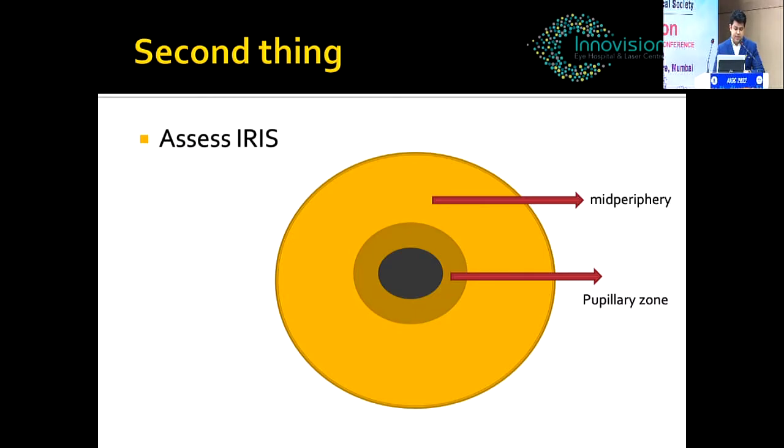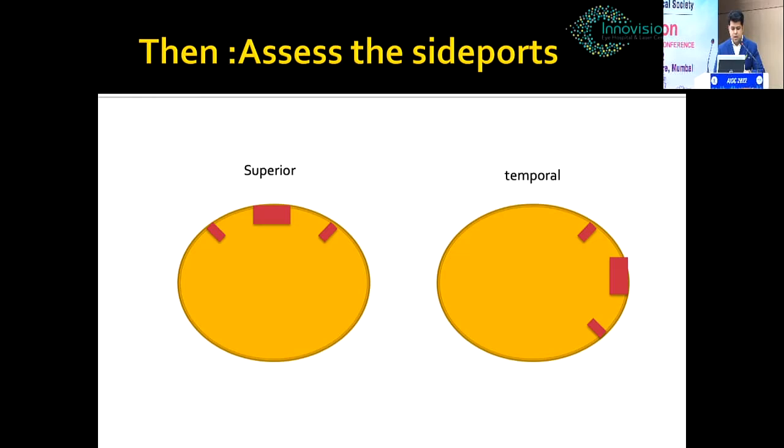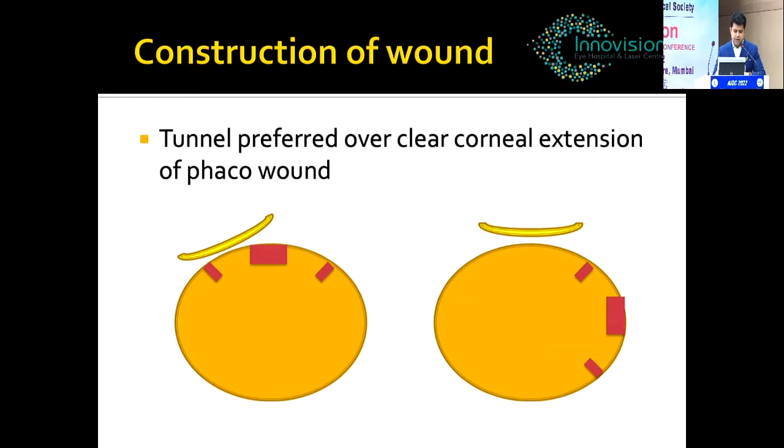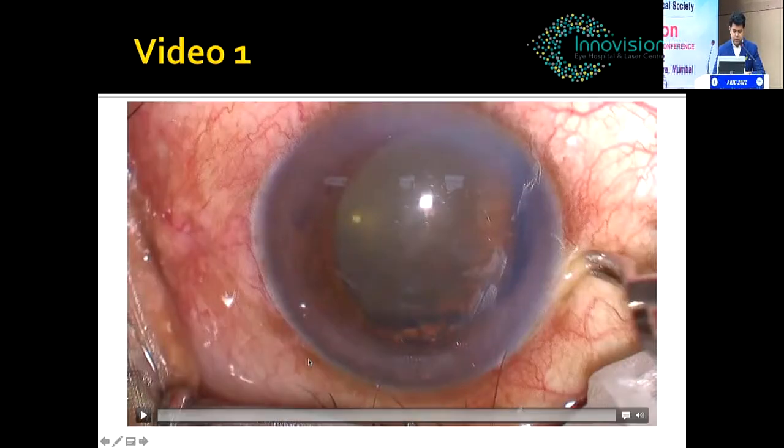The second step is to assess the iris. The pupillary zone is the area where there is the constrictor pupillae, so that is the area where you're not supposed to enclavate. The mid-periphery of the iris is the area where you actually enclavate. I'm going to quickly show a video over here because we are short of time.